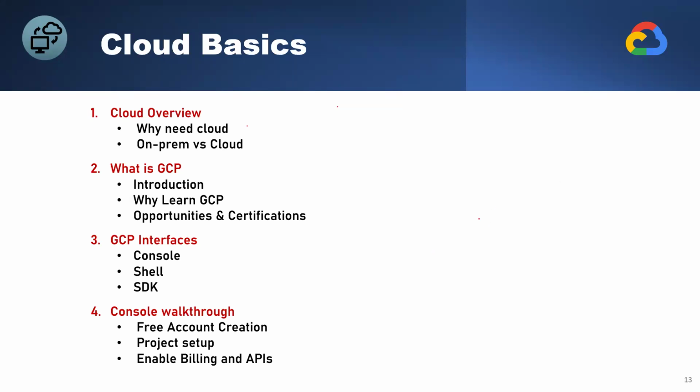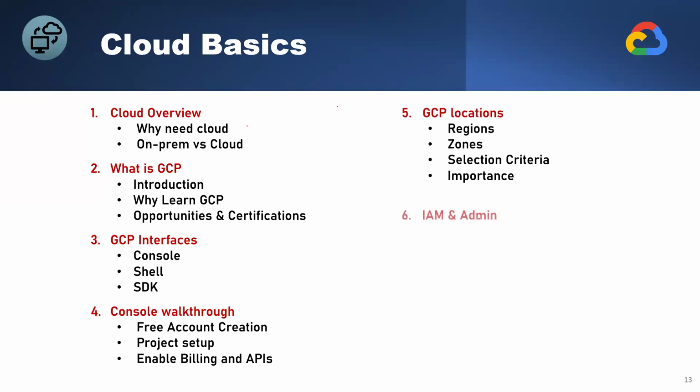So we are going to implement the practice, and all the lab sessions will be done on the Google Cloud Platform only. And GCP locations, we are going to talk about the regions, zones, and selection criteria and importance. And after that, we are going to talk about the security front, that is IAM, for access control, identities, roles, policy, and resource hierarchy.